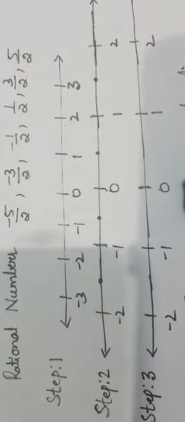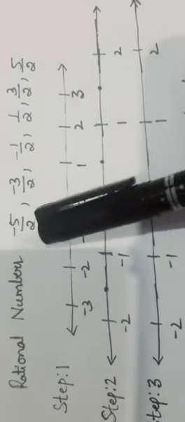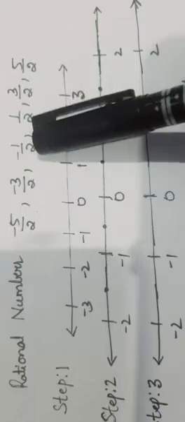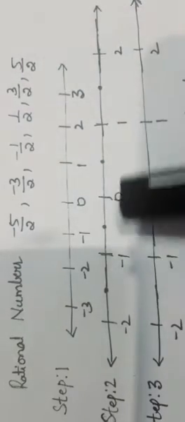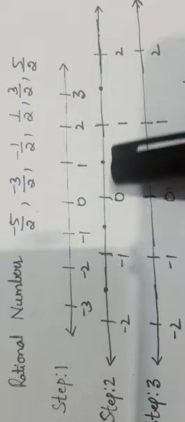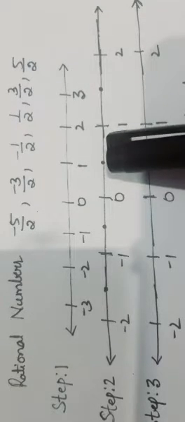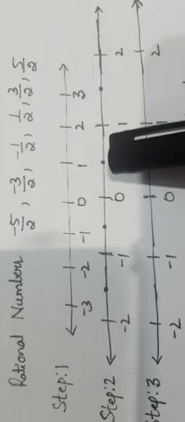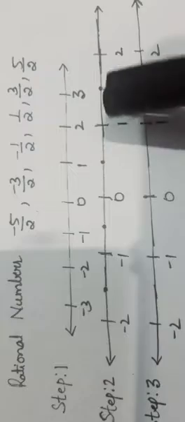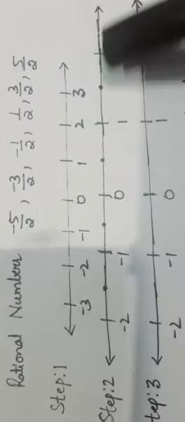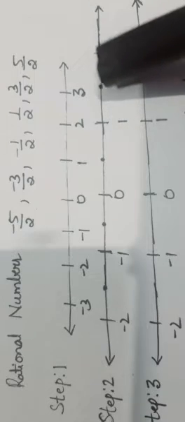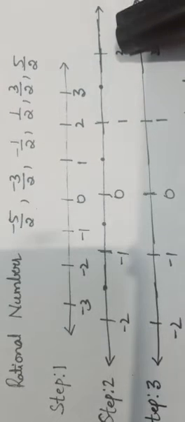In the second step, you observe the given rational numbers, children. Here you have 2 in the denominator. So, between 0 and 1, we are making 2 divisions. Can you observe, children? I have put a dot here. From 0 to the dot, 1 division. From the dot to 1, second division. In the same way, between 1 and 2, I have made 2 divisions. 1 to the dot, 1 division. Dot to 2, another division.